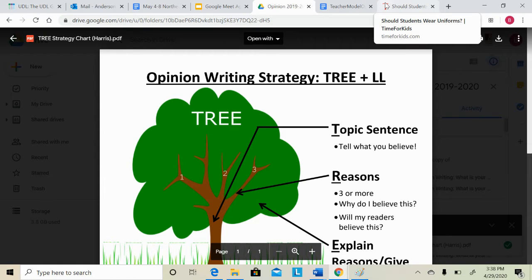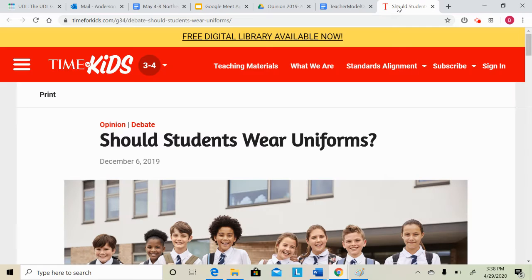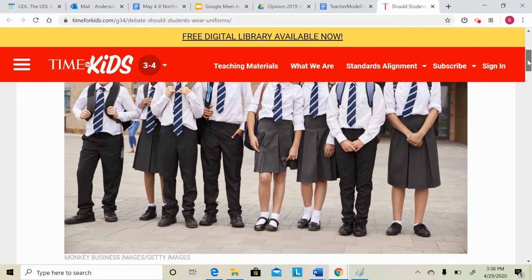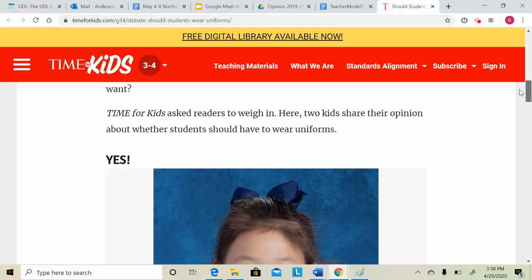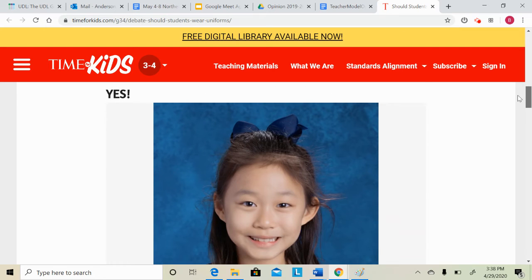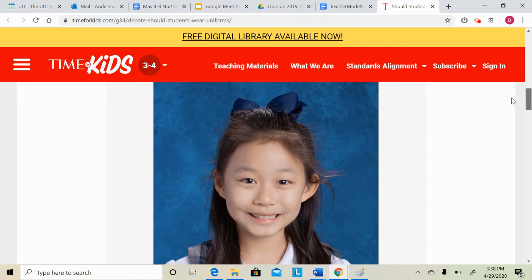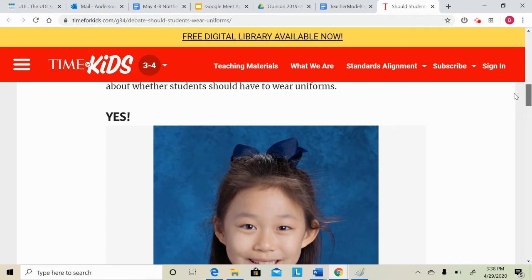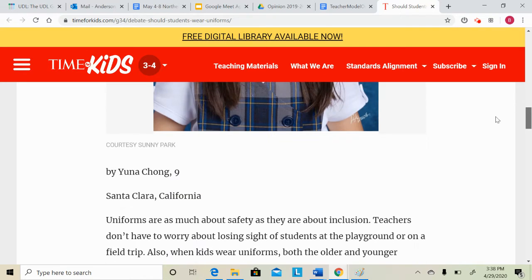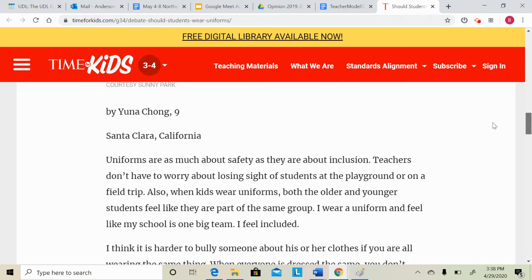The simplest way to do this is that we are going to use our student uniform essay from last week. So if you remember in this article, we had 2 different viewpoints. We're only going to focus on Una for right now and her point of view. So Una believed that yes, students should wear school uniforms. So let's take a look again at Una's piece of writing and see if we can find the different parts of tree.